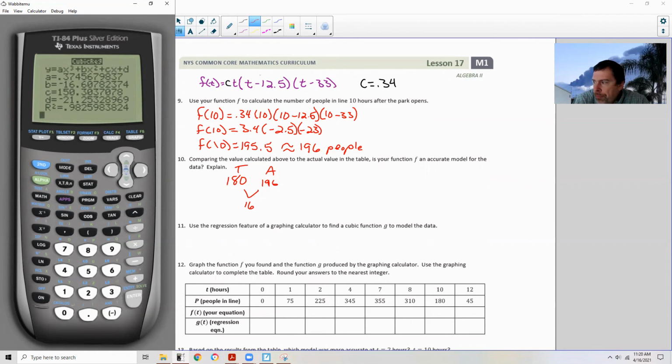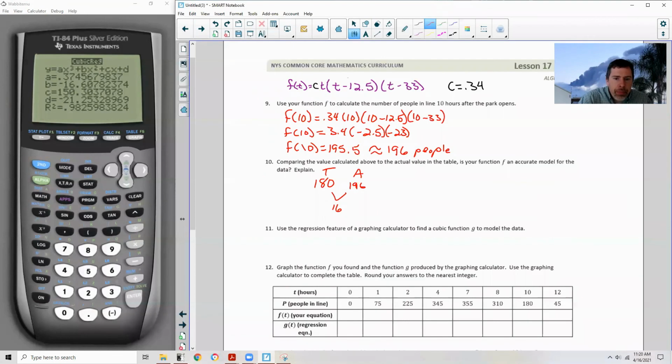So this is the best way to get your data. It's right on this page. So I'm going to write that now. Use the regression feature. So A is 0.37. So it's going to be f of t equals 0.37 x cubed. B is negative 16.6, minus 16.6. Alrighty.